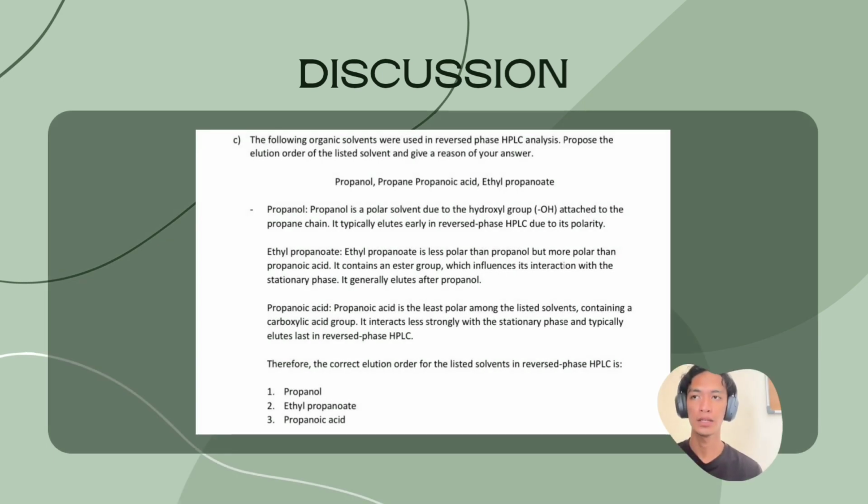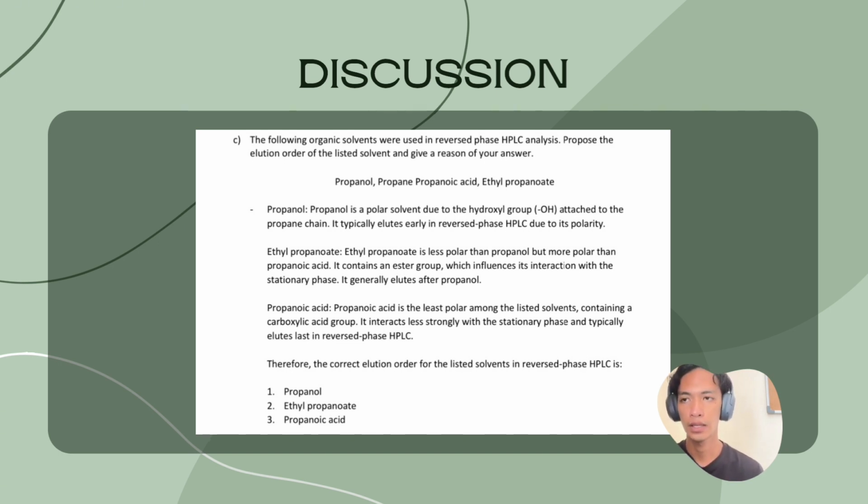And then we have C. So it says the following organic solvents were used in reverse phase HPLC analysis. Propose the elution order of the listed solvents and give a reason for your answer. So the listed solvents are propanol, propanoic acid, and ethyl propanoate. So the correct order is propanol, ethyl propanoate, and propanoic acid.